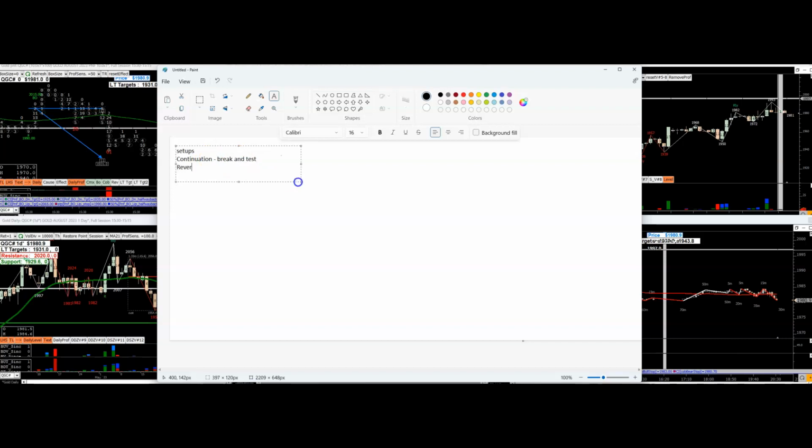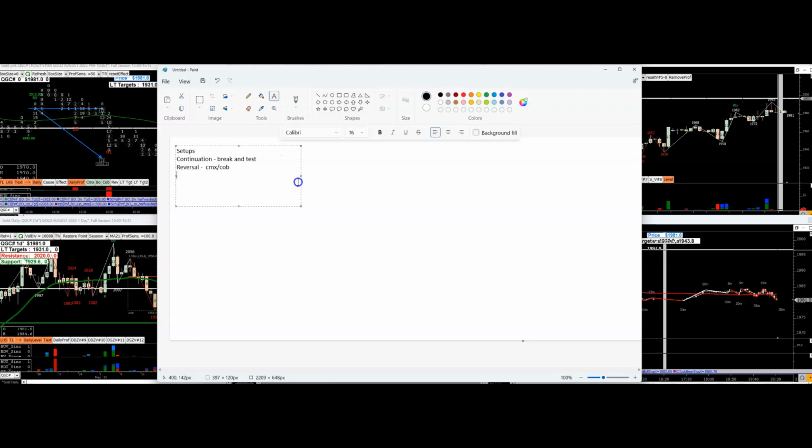And then you have your reversal setup. There's only two types. There's continuation and there's reversal. There's really not much else. So you're either continuing with the trend or you're reversing the trend, where you have climaxes and change of behavior.